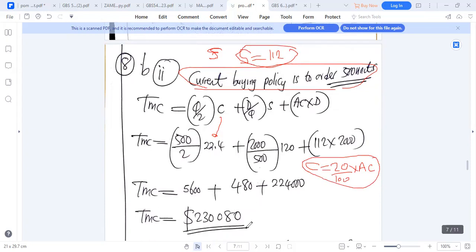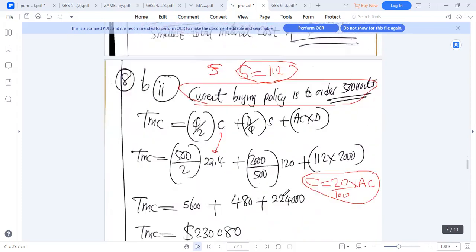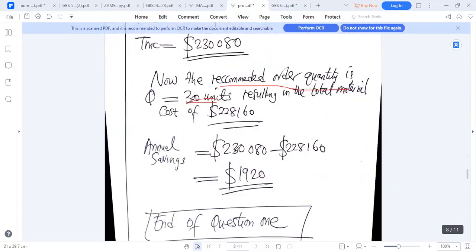So it is 230,080 when you're buying the 500 units. So here we recommend that we should order 300 units, resulting in a total material cost of 228,160. All right, because we find 228,160, we should continue buying 300 units, and the savings will be 230,080 minus 228,160. This would be a cost saving to this organization because of what this has given us. All right, so this is very important.